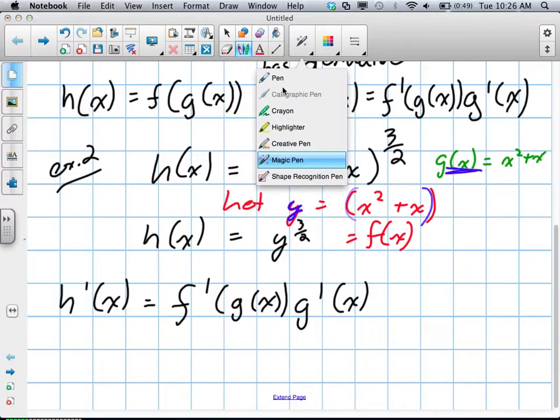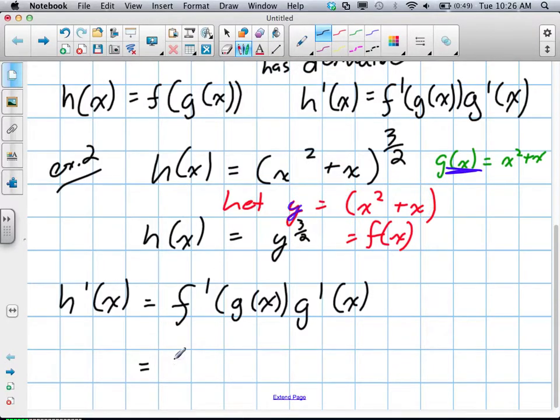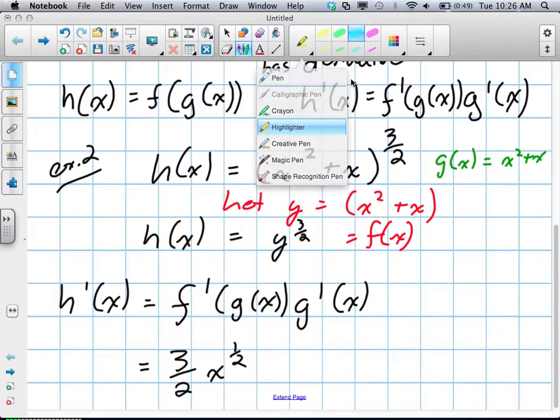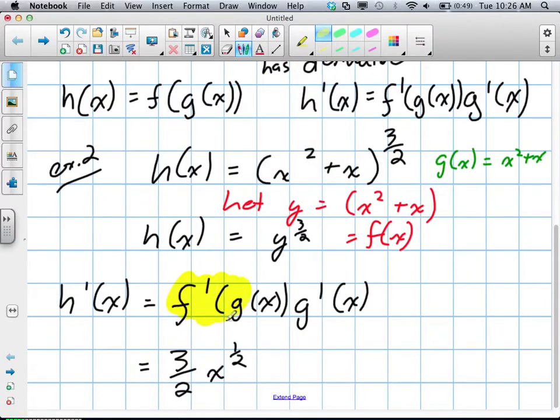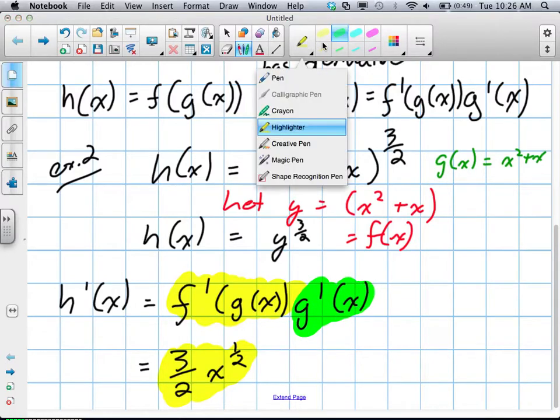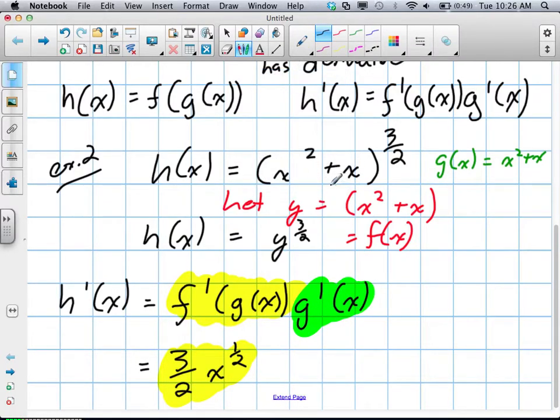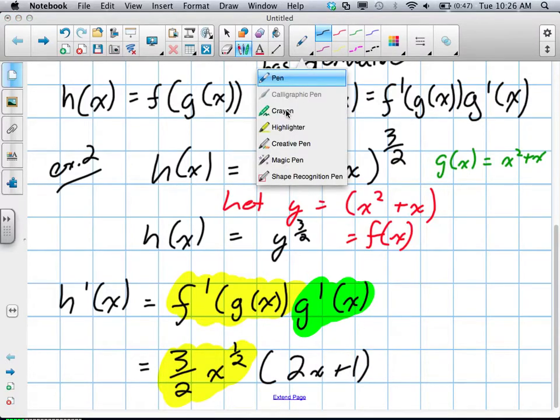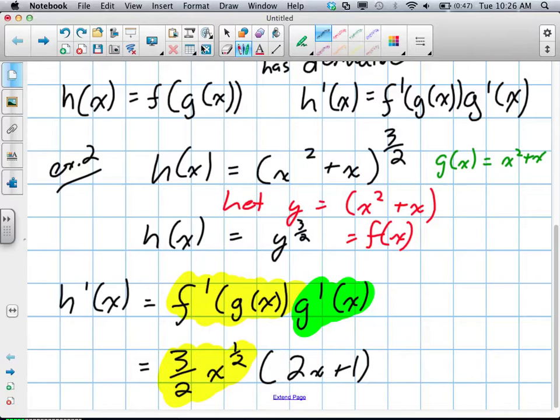So if I derive that part of the function, we end up with 3 over 2 y to the half. We know that rule. So think of that part as being the f prime g at x. And then we have to multiply by g prime x. Well, g prime x is the derivative of the numbers inside. The numbers inside become 2x plus 1 when we derive them.